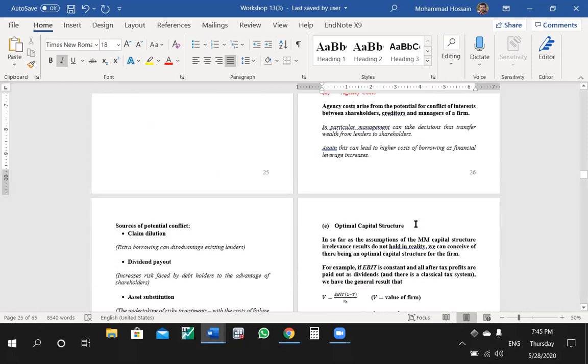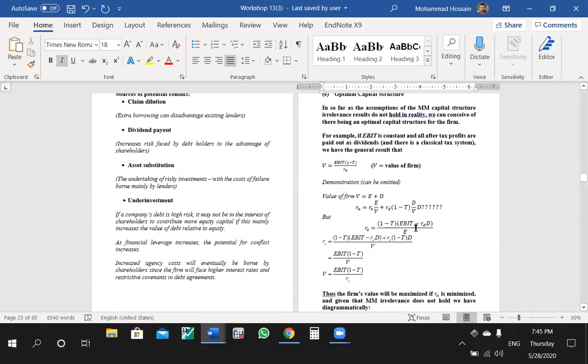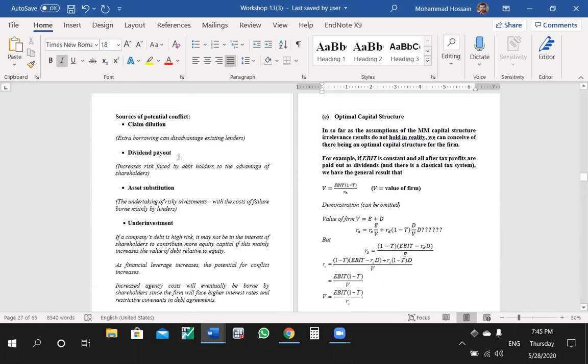Now, agency cost is the cost that arises when there is a conflict between the management and the shareholders. There are four sources of this conflict. Number one, claim dilution. This problem comes up because sometimes they take a loan from the bank and then take a loan from another bank too. As a result, the problem comes up of whom they are going to pay first.